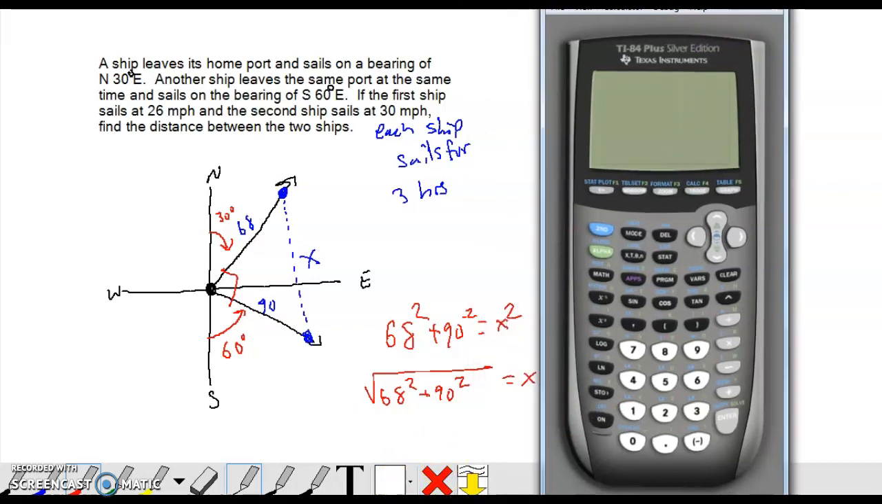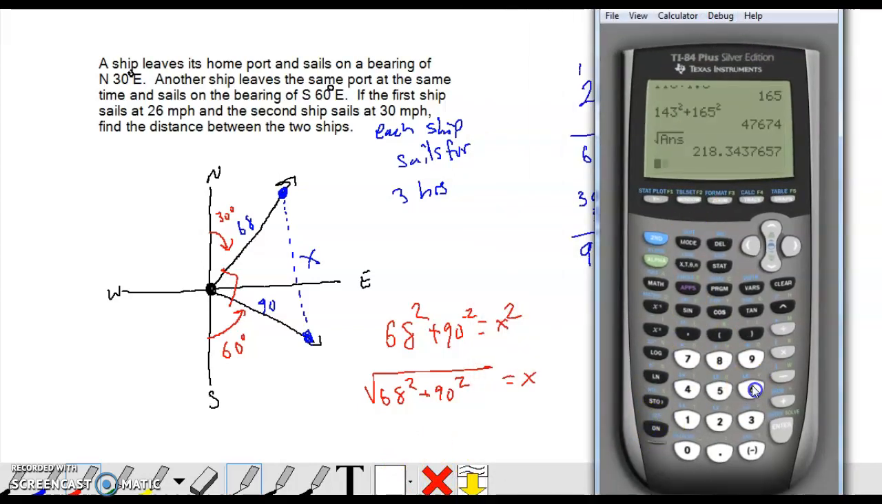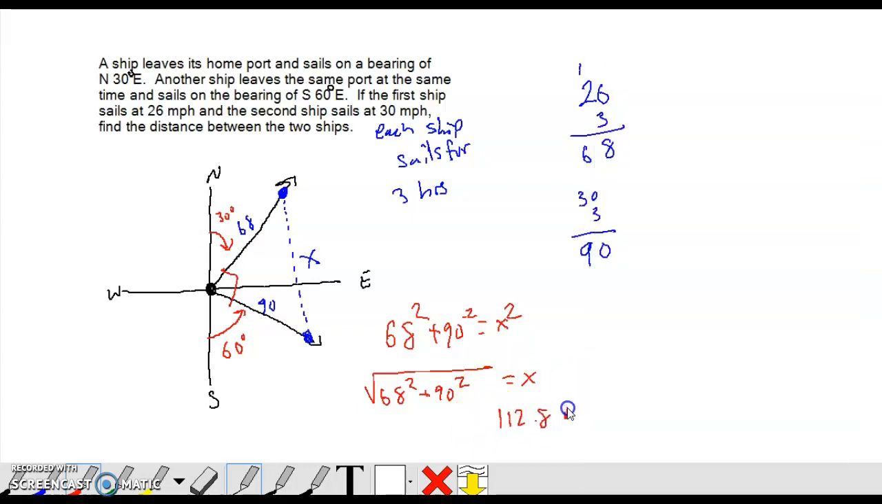So let's go ahead and check out that number. 78 squared plus 90 squared is 12,724. Take the square root of that answer, and we get it. They're about 112.8 miles apart.